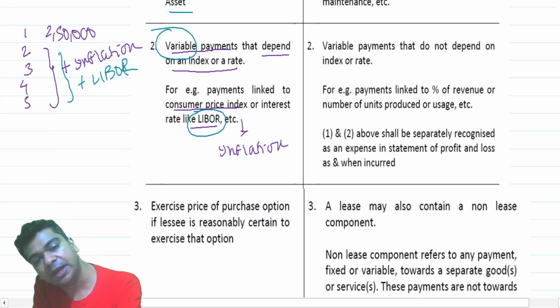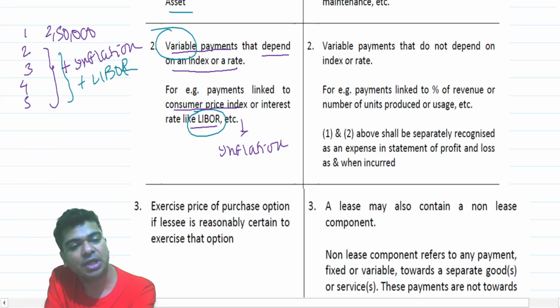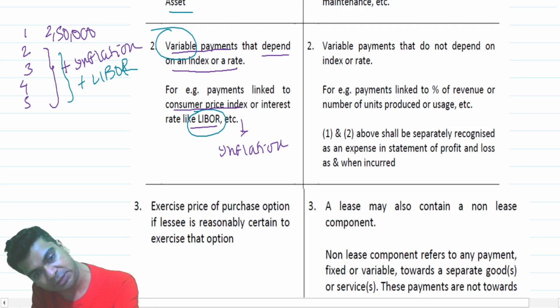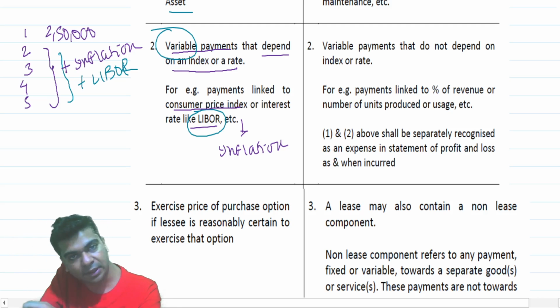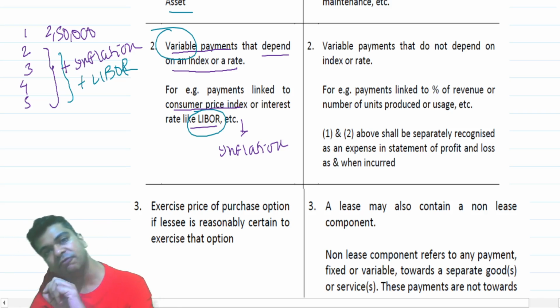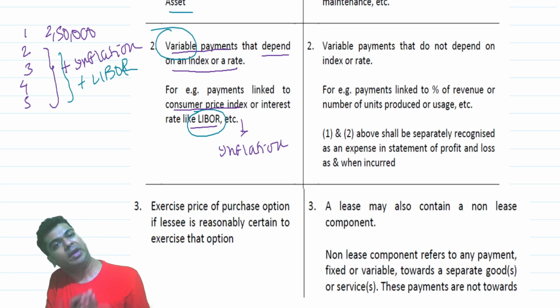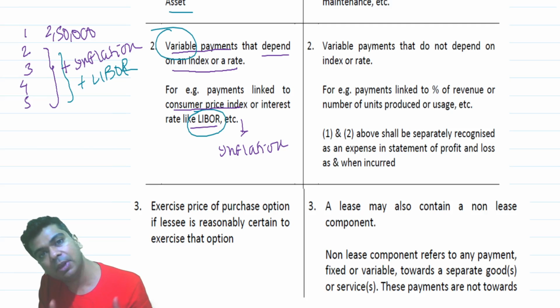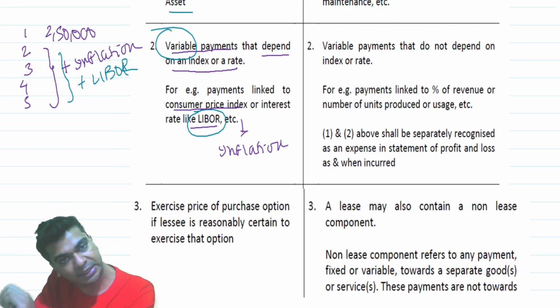In whatever way, this is how a lease agreement can be structured. The lease agreement can provide that the lease rent shall be increasing by some index, or the lease rent will be increasing by some benchmark rate of interest. This will give rise to variable payments. These variable payments are a part of the lease agreement.